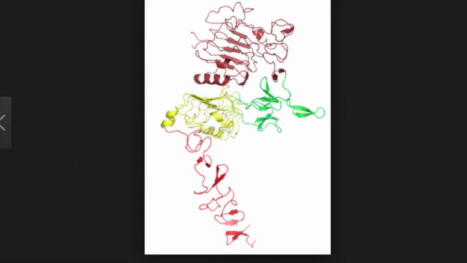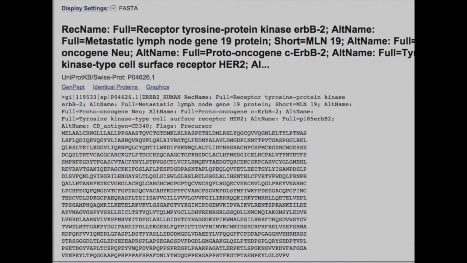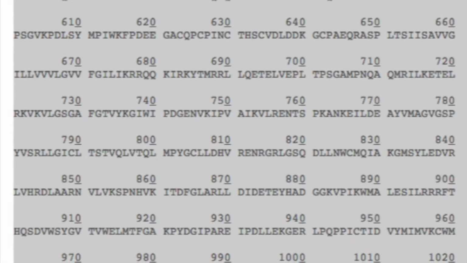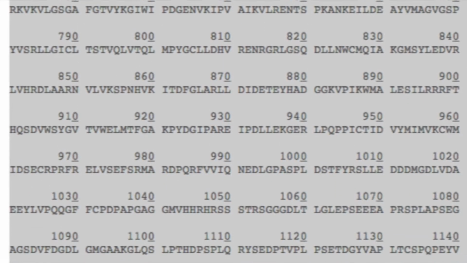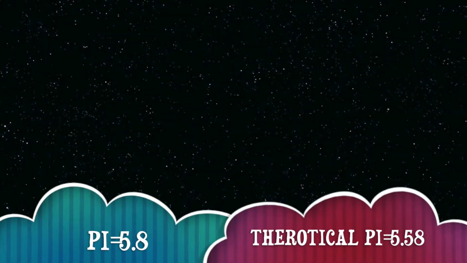Since structure always follows function in the human body, let's start by taking a look at the length of the HER2 protein. Here you see the HER2 amino acid sequence developed using GenPept. The HER2 protein is very long. It consists of 1,255 amino acids. Here you see the theoretical pI value for HER2. The actual pI value is 5.8, while the theoretical pI value is 5.58. This suggests that at a neutral pH, HER2 protein gives a slightly net positive charge.